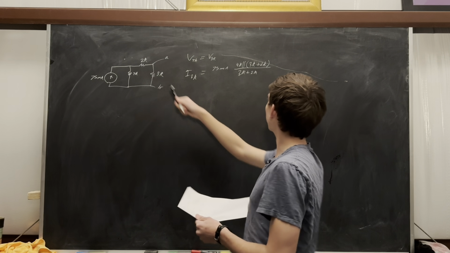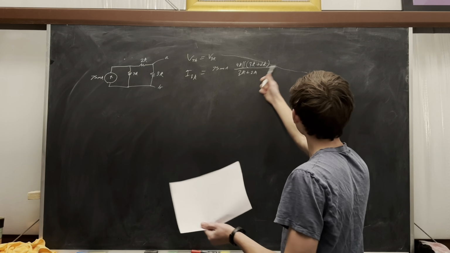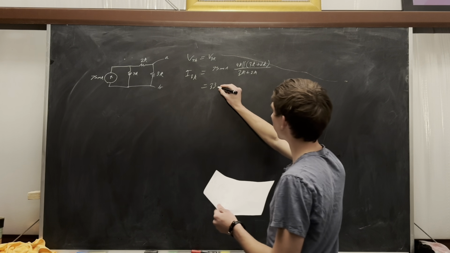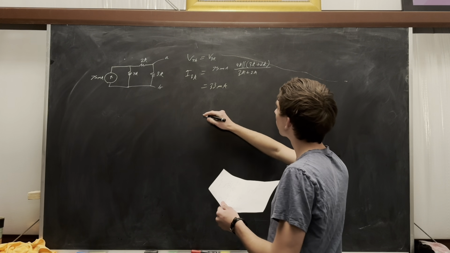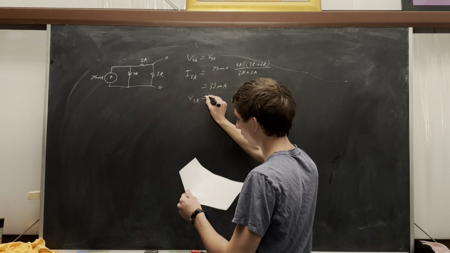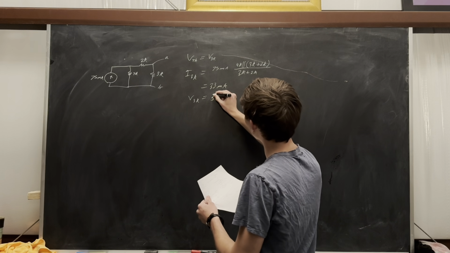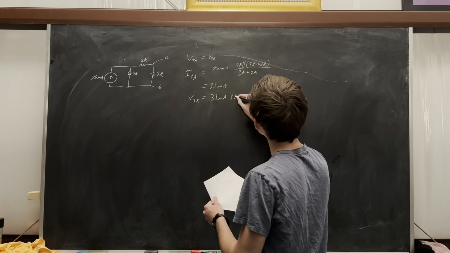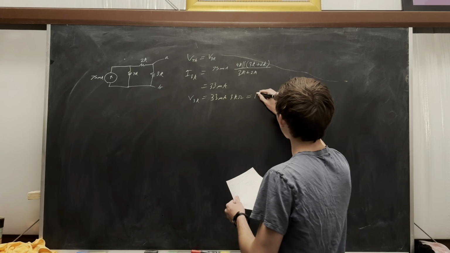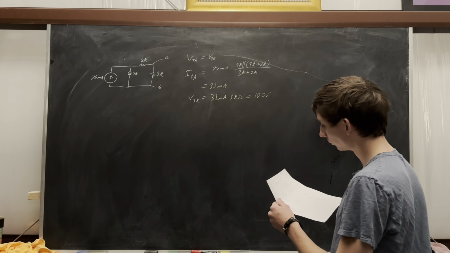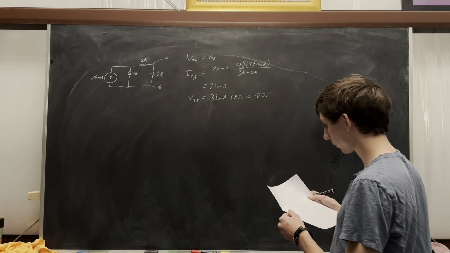I combine these two in series for it. That turns out to be 33 milliamps. So the voltage across the 3K is just 33 milliamps times 3 kilo ohms, which is 100 volts. Okay.